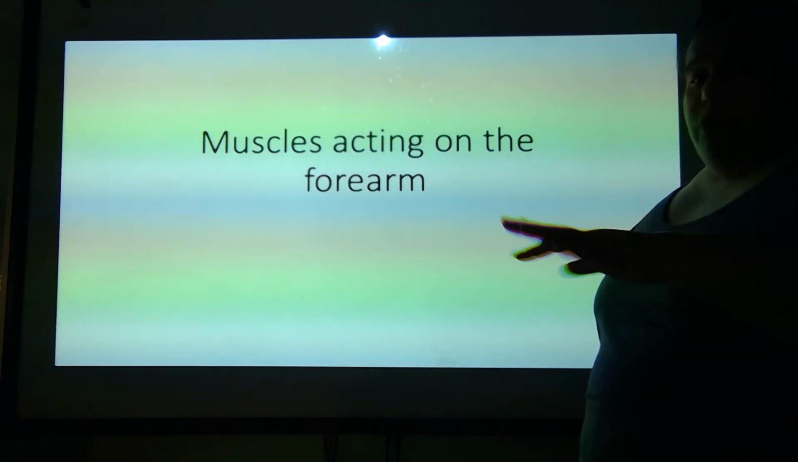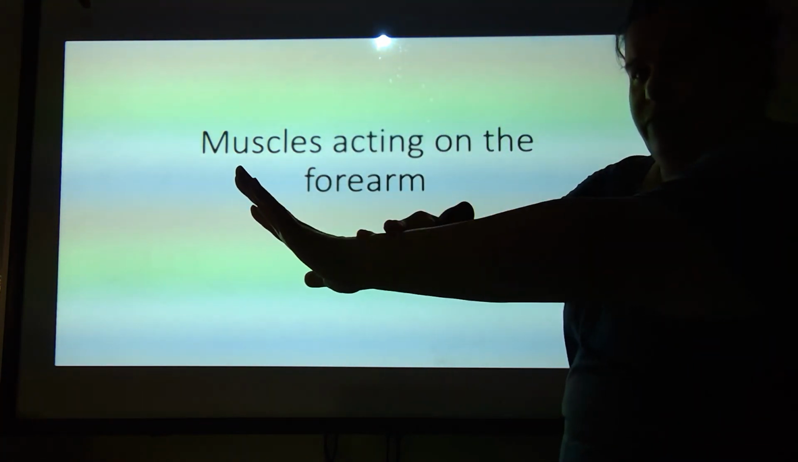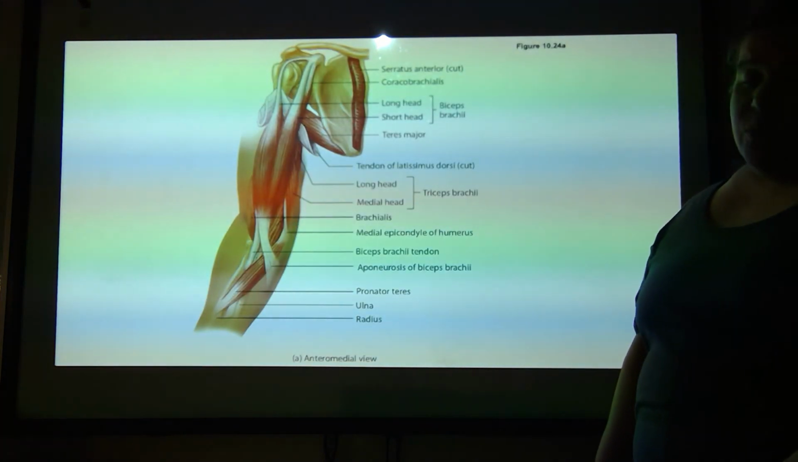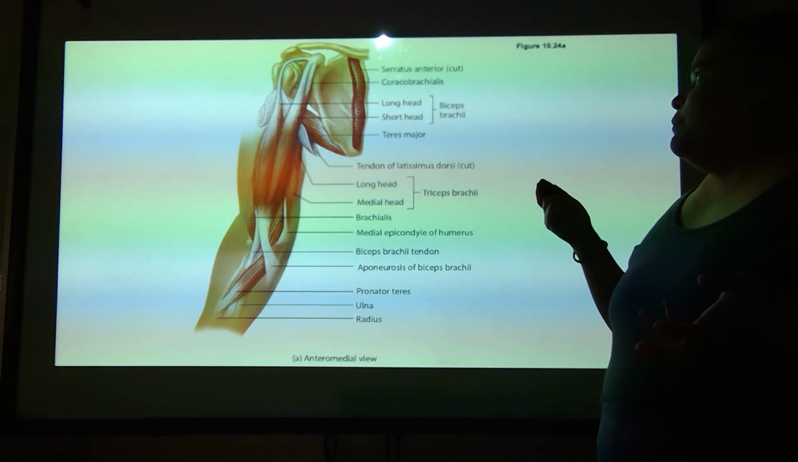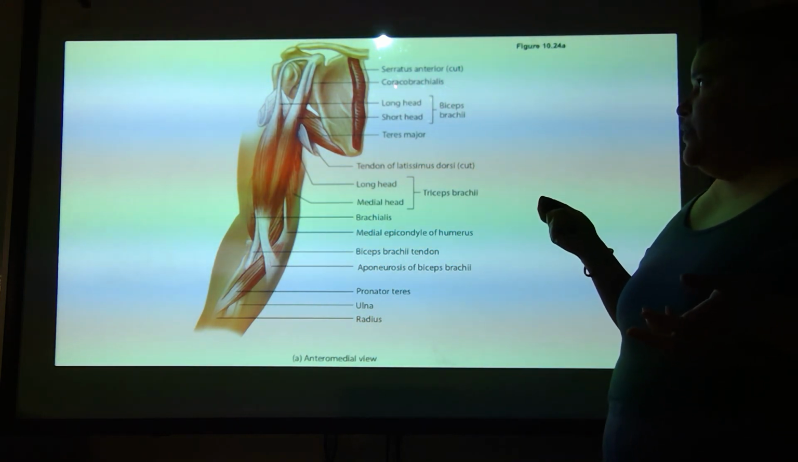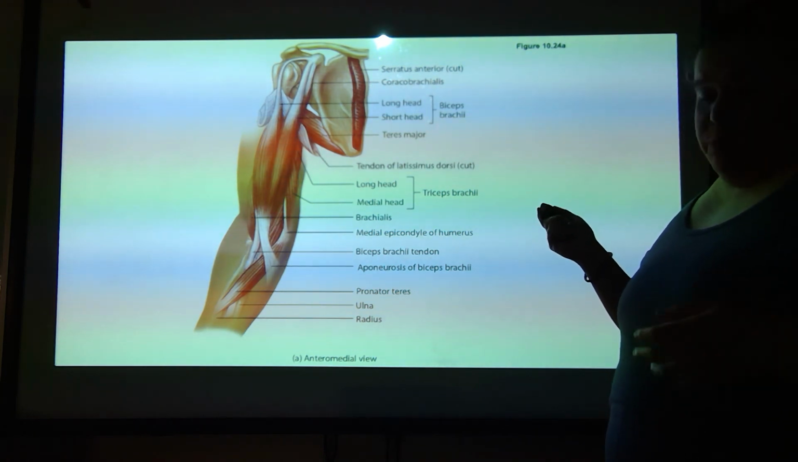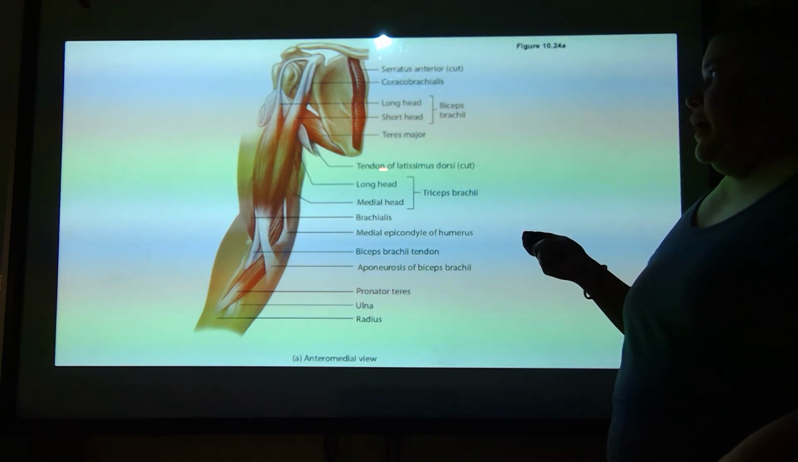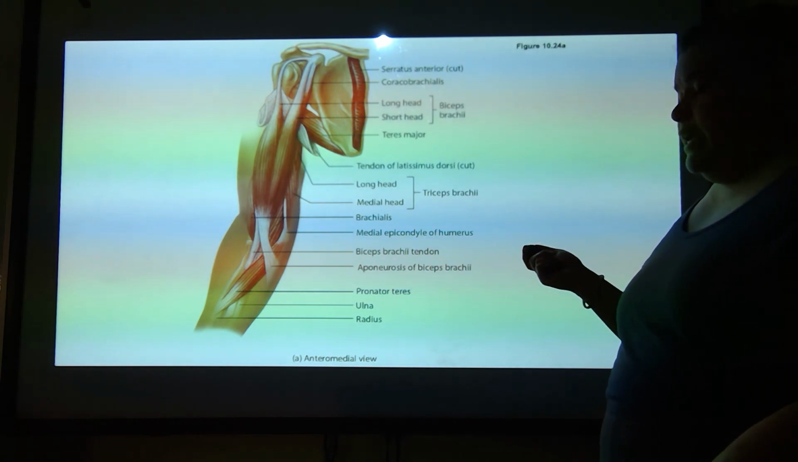Okay, so forearm. This part of your arm down here next to your hand. Arm, forearm. So quite a few of these we've already mentioned, even though some of them are cut. We've cut the serratus anterior, but we've talked about it. The coracobrachialis, the biceps brachii, the teres major. Again, don't need to know that because it's a tendon of the latissimus dorsi.